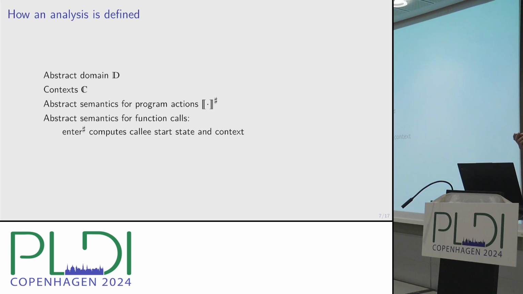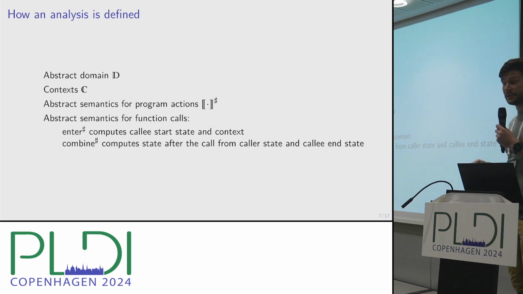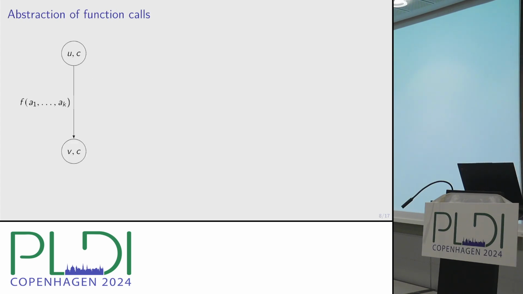So we will call this function enter that does this. And to go with that, there will be some function combine that from the end state of the called function and the preceding state of the caller will compute the new caller state. And now let's quickly visualize that.